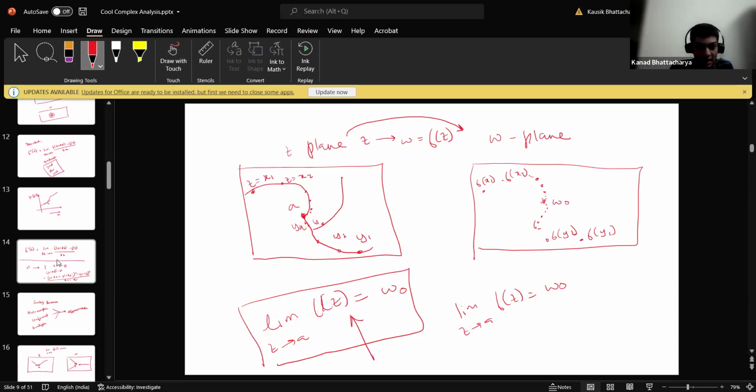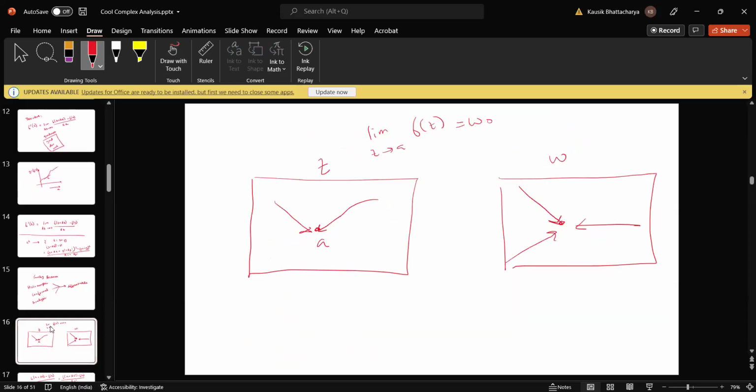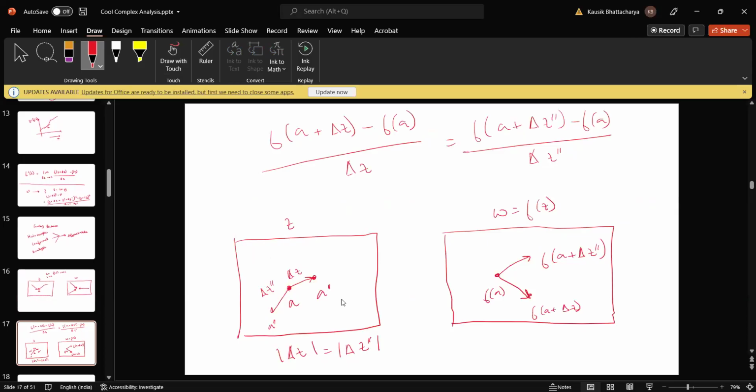Basically the similar thing here. In that case, we were going towards the point A, but here we are going away from the point A. How is that the same thing?